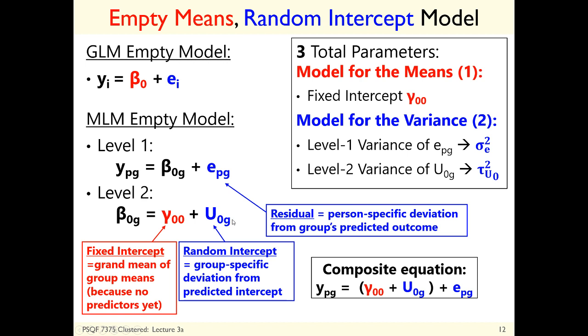U0g then is how far off each group's mean is from that grand mean. So if I'm from the purple group where my group is below average, my U0 would be negative. If I'm from one of the groups that are doing better than average, my U0 would be positive. The mean of the U0s is this gamma 00. So beta 0g is a new random variable with a mean of gamma 00 and variance given by tau squared. This U0 is the idea of variability in the same way that E is the idea of variability in a regression model.